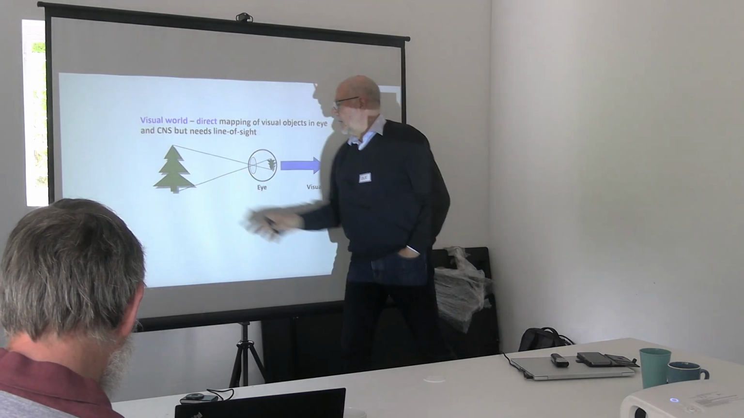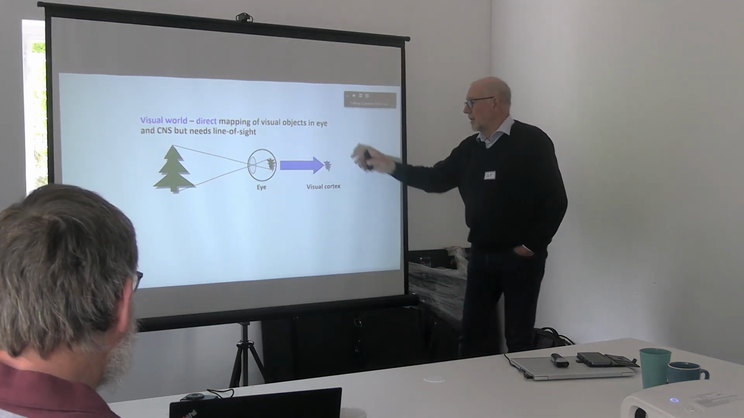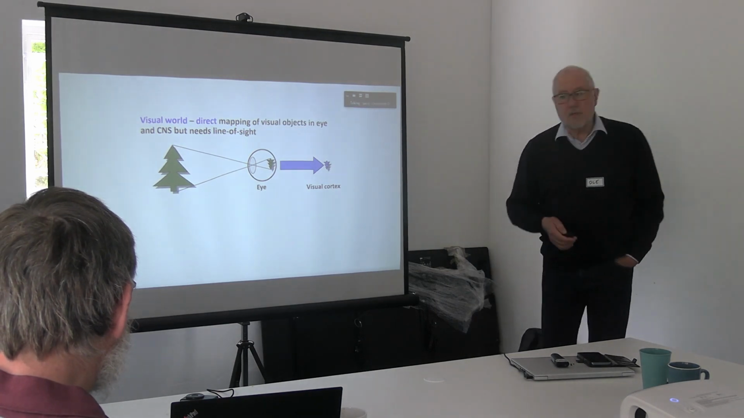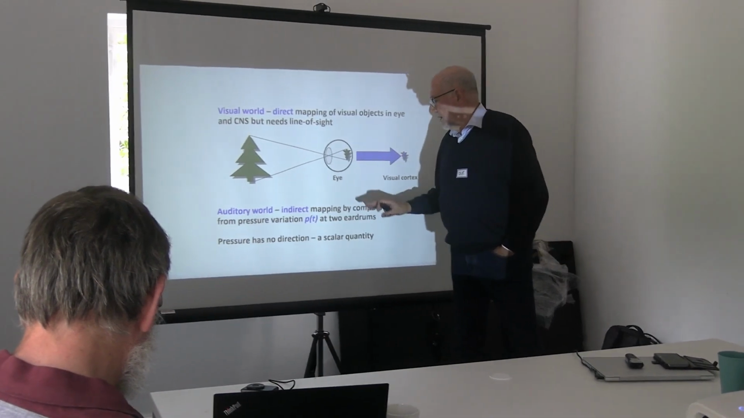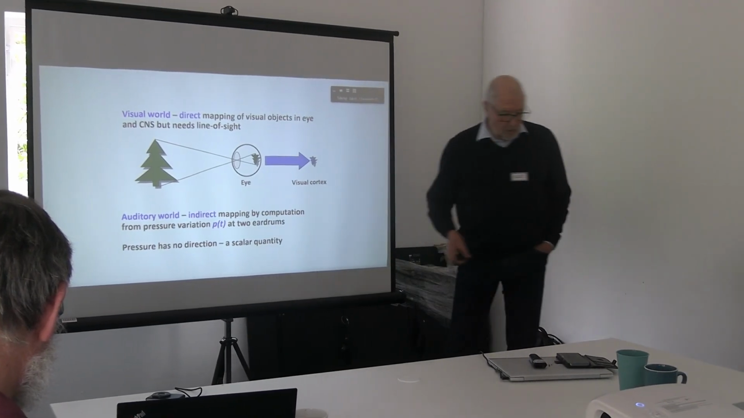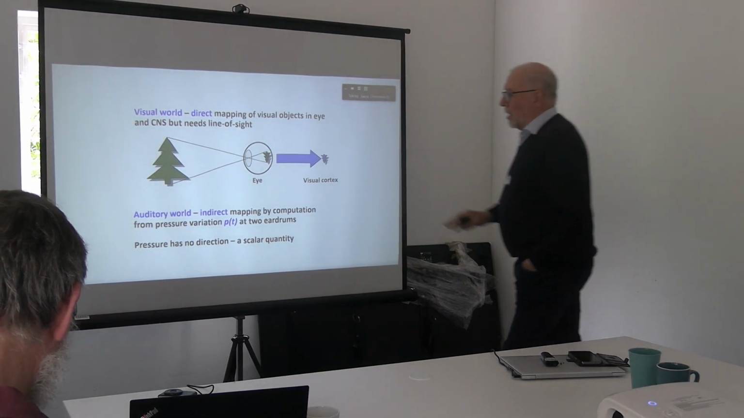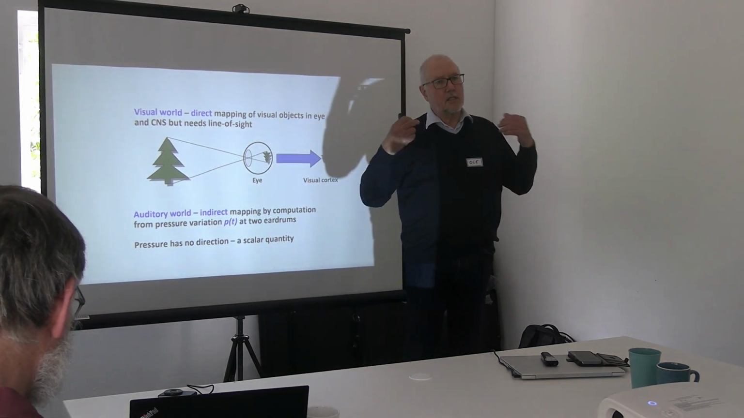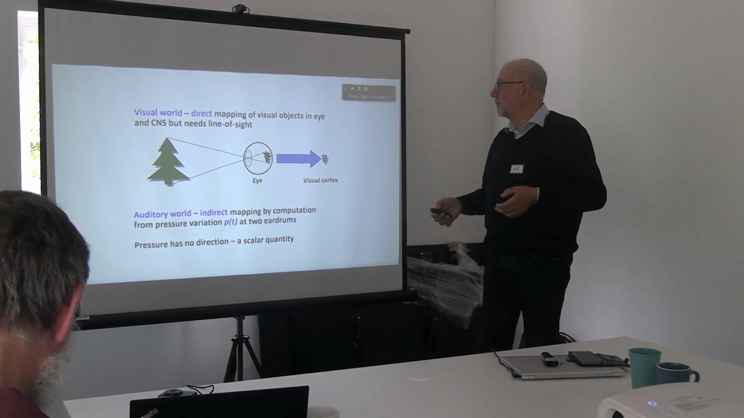So the tree is in our eye, and immediately it is perceived as part of the visual world. But it's so different when it comes to hearing, because you make an indirect mapping because you need to compute where the sound source is. And you should note that sound pressure at the eardrums is a scalar quantity. It's not a vectorial quantity. So you have to do something else.